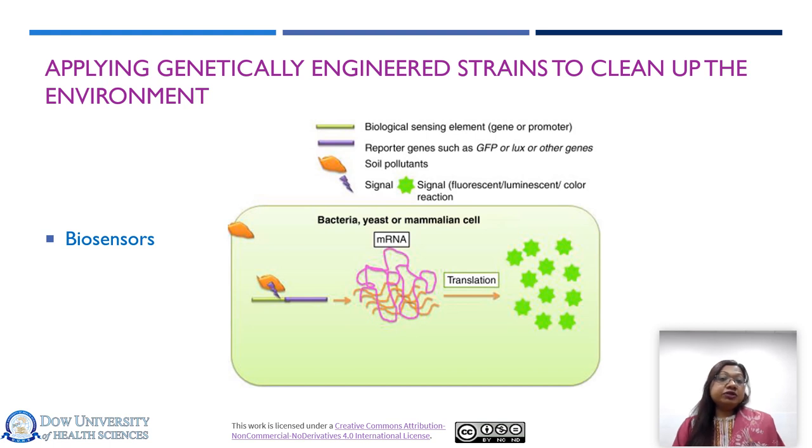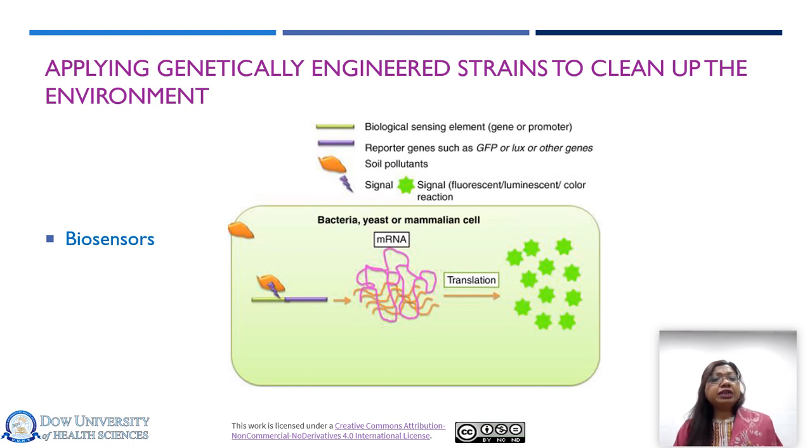Another example is biosensors. Bacteria are capable of detecting a variety of environmental pollutants, including heavy metals, pesticides, and hydrocarbons. Many bacteria have developed the ability to sense and respond to these pollutants as a survival mechanism, allowing them to adapt and thrive in contaminated environments.